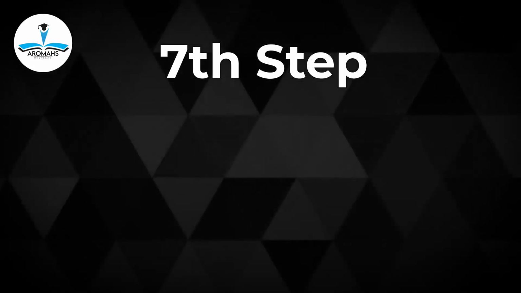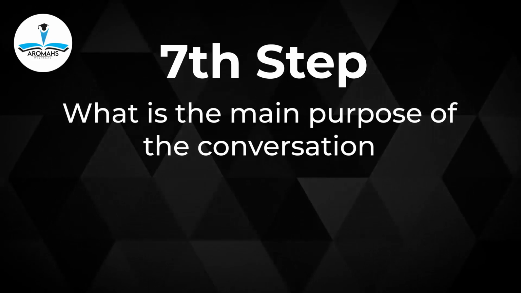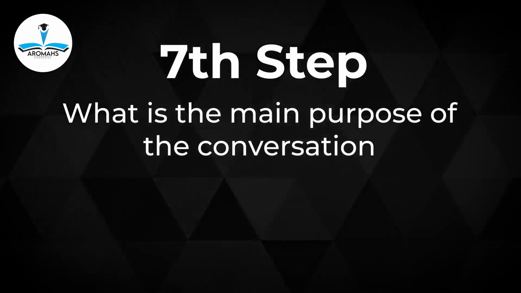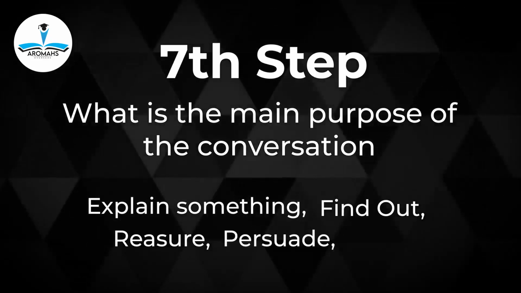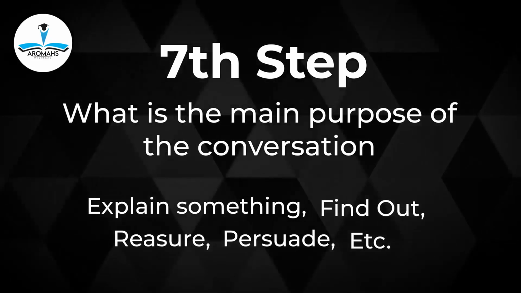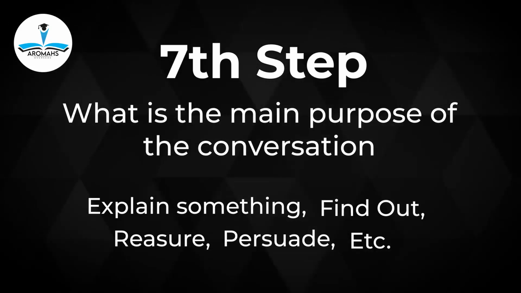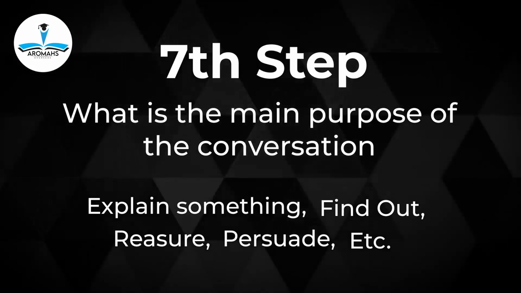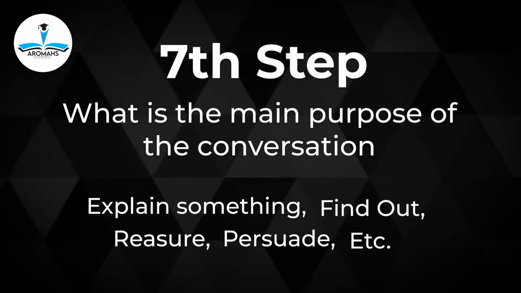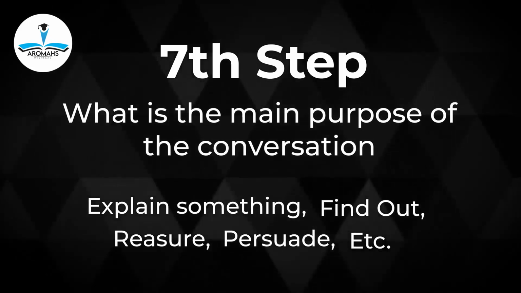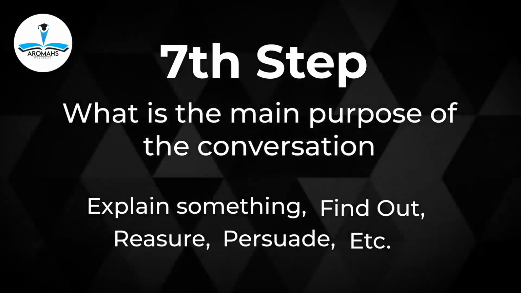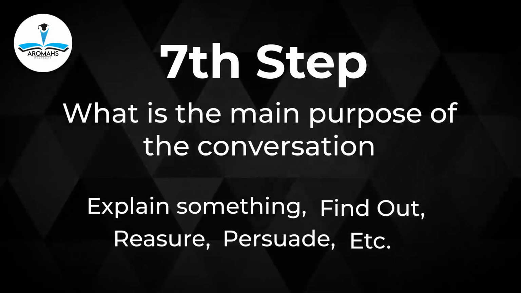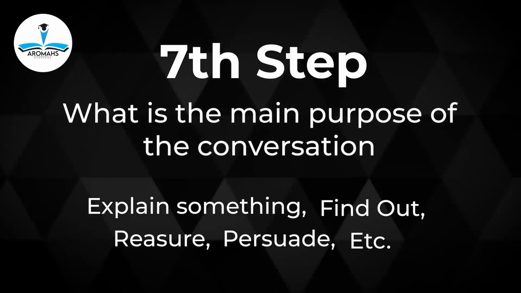Seventh step, you need to understand what is the main purpose of the conversation. Either you have to explain something, find out, reassure, persuade, etc. You will see these points mentioned in your task. You can see the first word of the task: find, explore, reassure, explain, emphasize, outline next steps. So it gives you a clear indication of what you are supposed to do in your whole role play card. Step by step you can prepare these things afterwards.